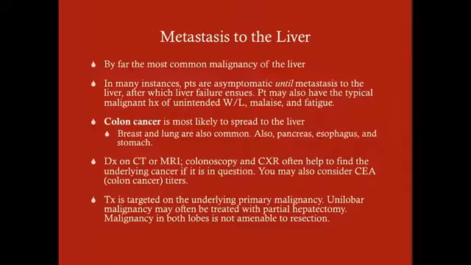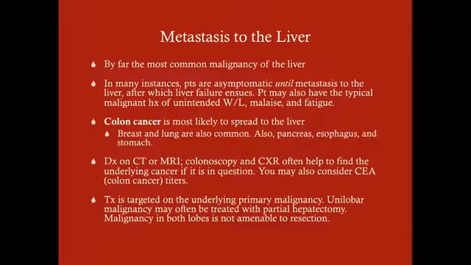The most common tumor to metastasize to the liver is colon cancer. About 60 to 80% of liver metastases are colon cancer. Breast and lung are also common. You can also have pancreas, esophagus, and stomach too. Diagnosis is going to be CT or MRI. If you don't know what the primary tumor is, then colonoscopy can be useful, or a chest x-ray, or a mammogram, supposedly, if it's a woman.